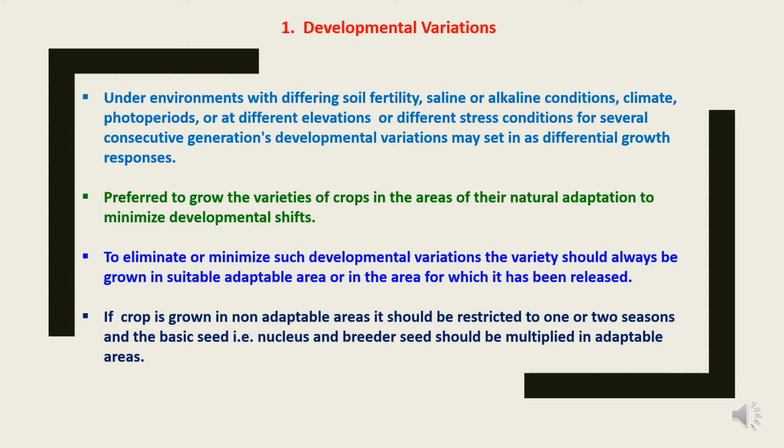If due to some reasons like lack of isolation or to avoid soil-borne diseases, it is grown in non-adaptable areas, then it should be restricted to 1 or 2 seasons, and the basic seeds like nucleus and breeder seeds should be multiplied in adaptable areas only.